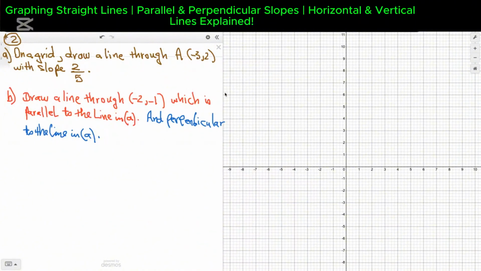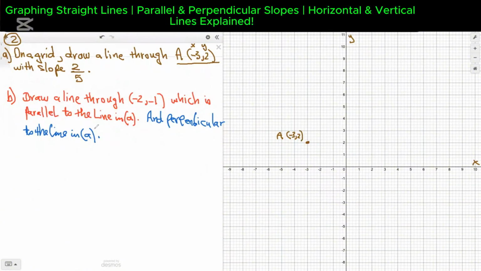So what we're going to do first is draw the point (-3, 2). This is x, this is y, and every point is always x, y. So in every coordinate, the first number is x and the second number is y. So for (-3, 2), you just go to where -3 is here, and then you go up 2 on the y, and that's where your point is. So that's A, which is (-3, 2). Okay.